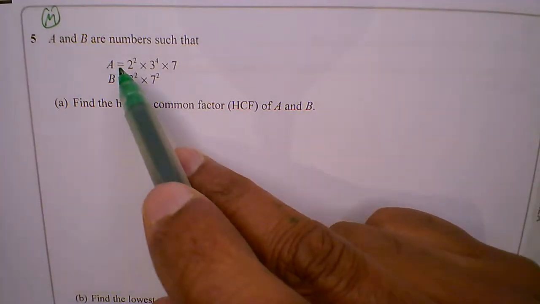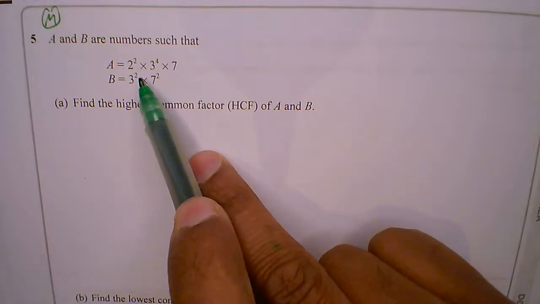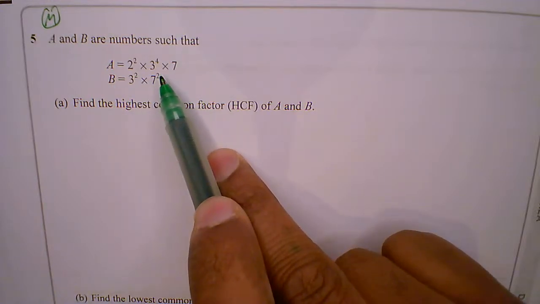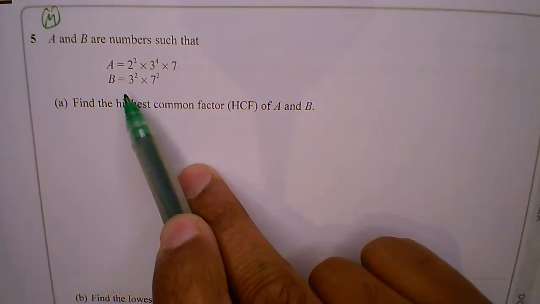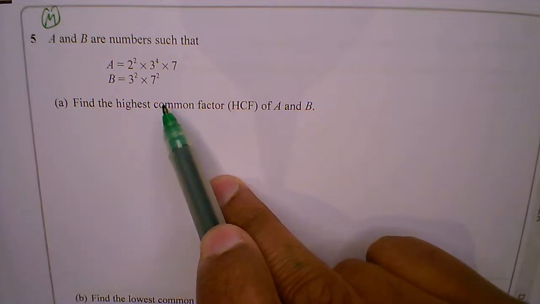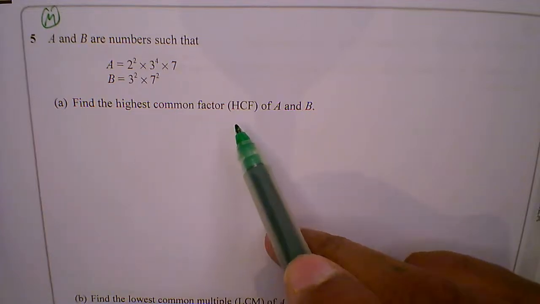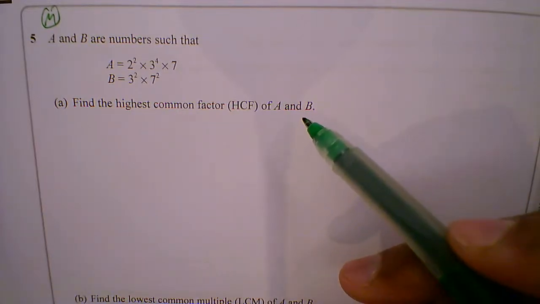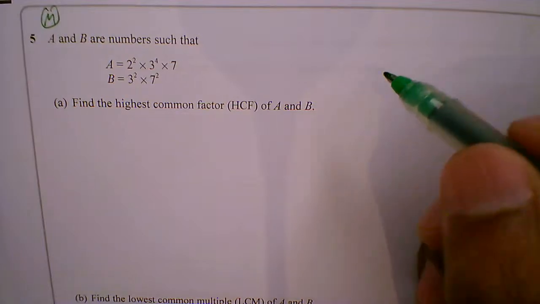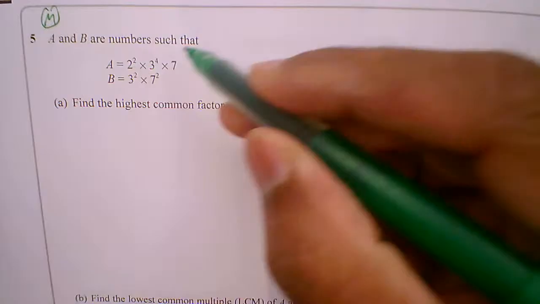Right, a and b are numbers such that a equals 2 squared times 3 to the power 4 times 7. b equals 3 squared times 7 squared. Part a, find the highest common factor of a and b. Now, I'm going to put this as a Venn diagram. So I'm going to work with a first.